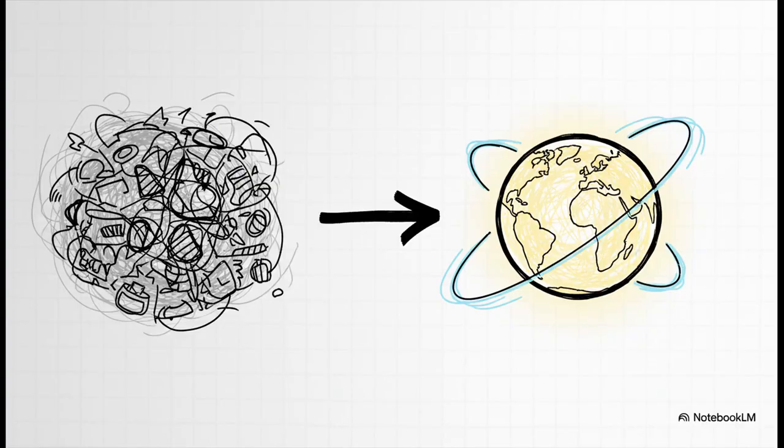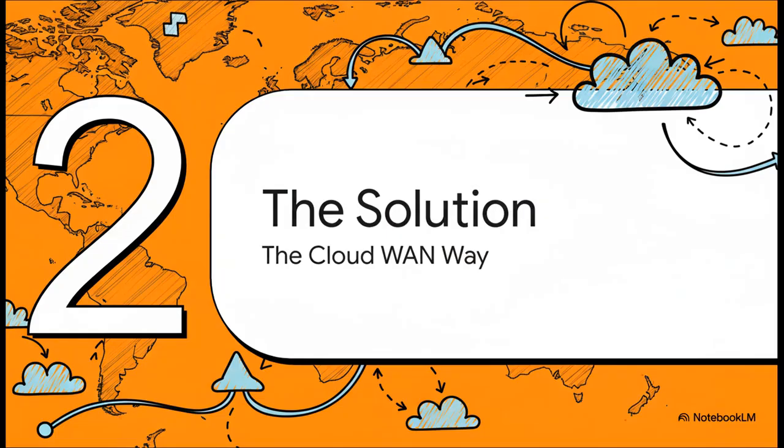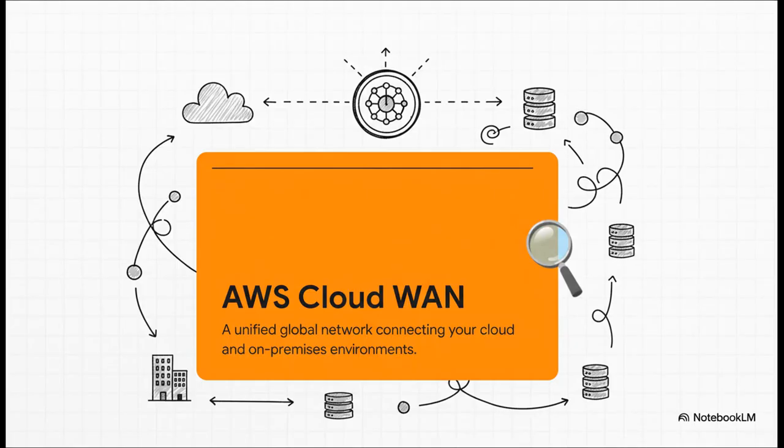But imagine for a second, what if you could just trade all that complexity, that tangled mess, for a totally automated, unified global backbone? A network that pretty much manages itself, so you can get back to focusing on the important stuff. And this is exactly where AWS Cloud WAN comes into the picture. It's a service that was purpose-built to solve these exact problems and bring a little bit of elegant simplicity to all that chaos.